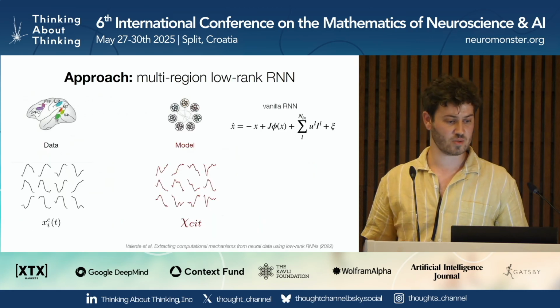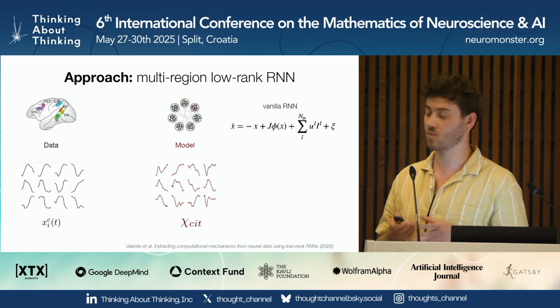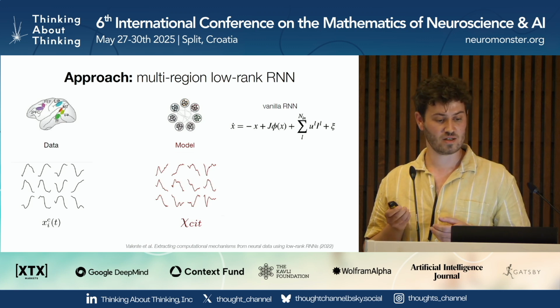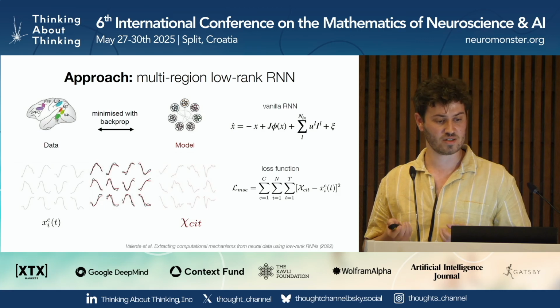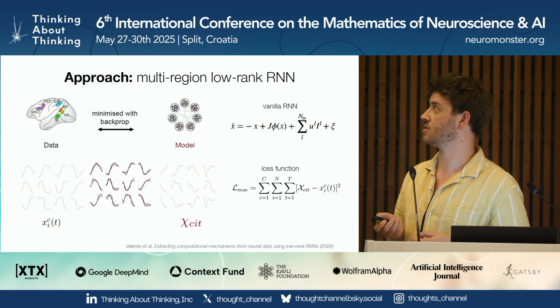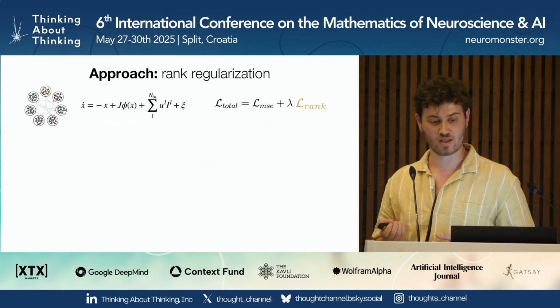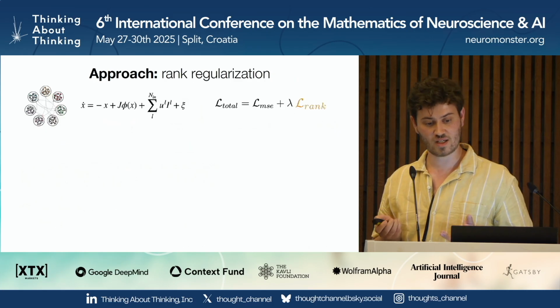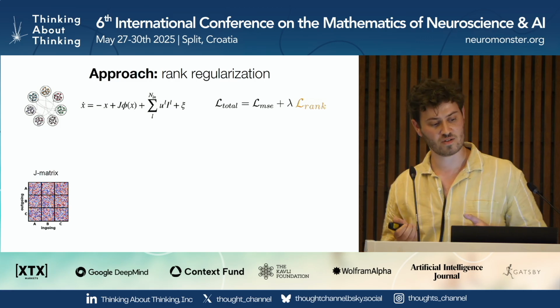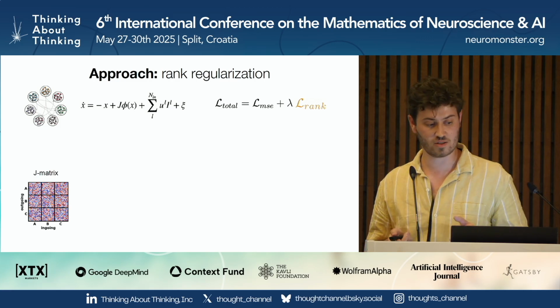In our case, we're mapping neurons from the data and the model 1-to-1, and then match the traces through backpropagation and minimizing our loss function, mean squared error loss function. But we also penalize the rank, and how we're doing that is, suppose you have a J matrix connecting all neurons from all regions with each other.